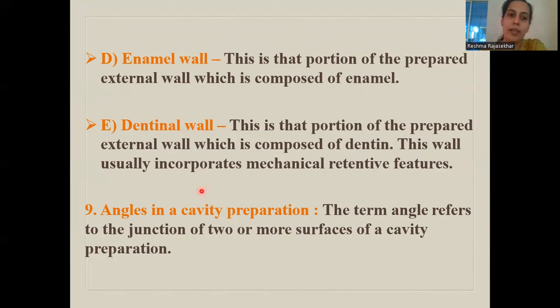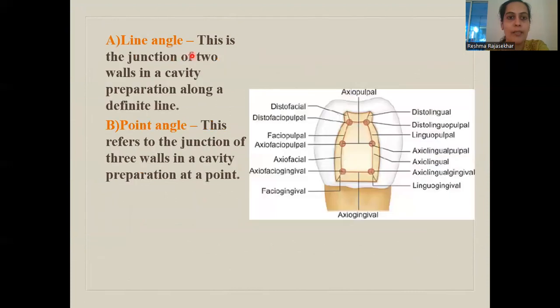And the other terminologies are the angles in the cavity preparation. There are two types, the line angles and the point angles. A line angle is the junction of cavity walls formed by two planar surfaces oriented in different orientations. And a point angle is the junction of three walls in the cavity preparation. So the corners of the cavity are known as point angles, while line angles are formed by two planar surfaces, while point angles are formed by three surfaces at different orientations.